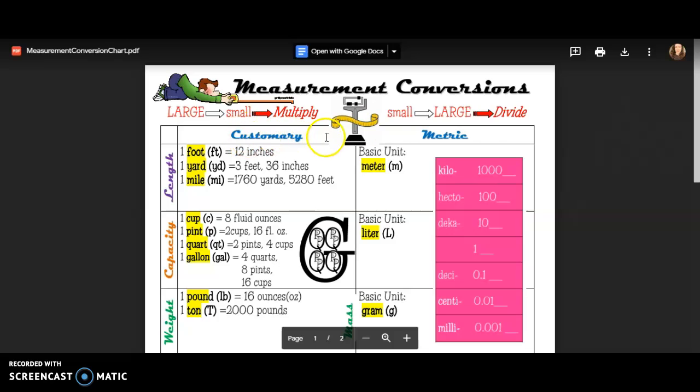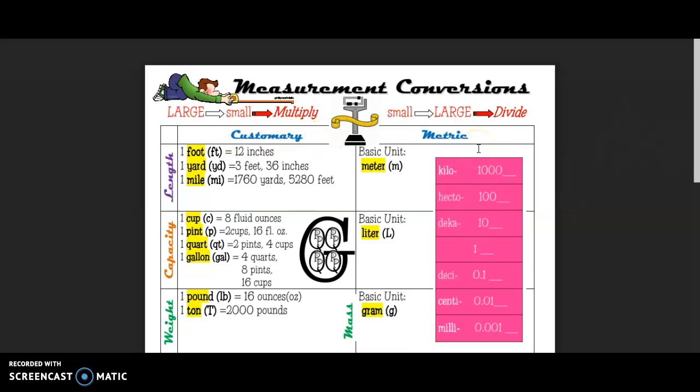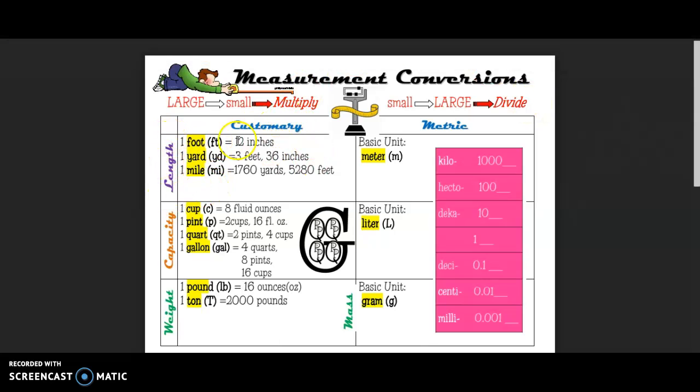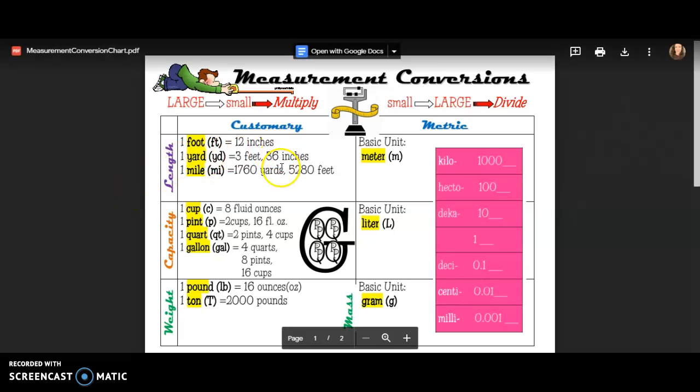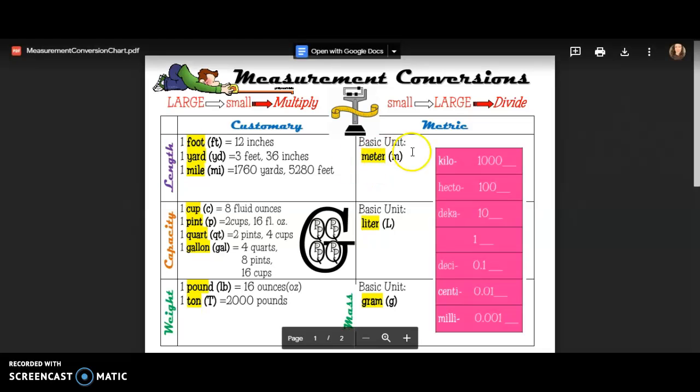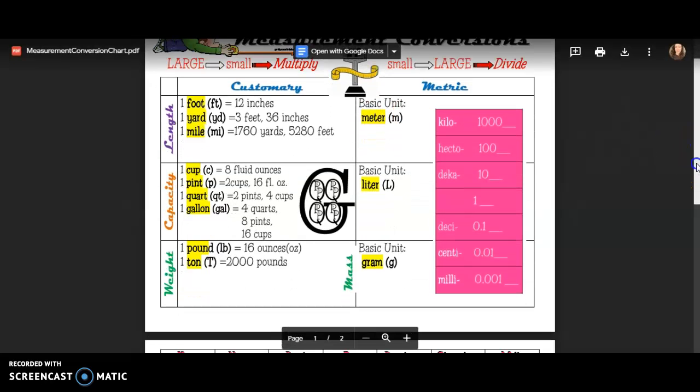So we have customary and we have metric, and it's important that we know both since we use both. If you have something that is large going to small, you would multiply, and small to large you would divide. For customary length, 1 foot equals 12 inches, 1 yard equals 3 feet or 36 inches, and 1 mile equals 1,760 yards or 5,280 feet. Obviously on the metric side they have meters. Those are the basic units.